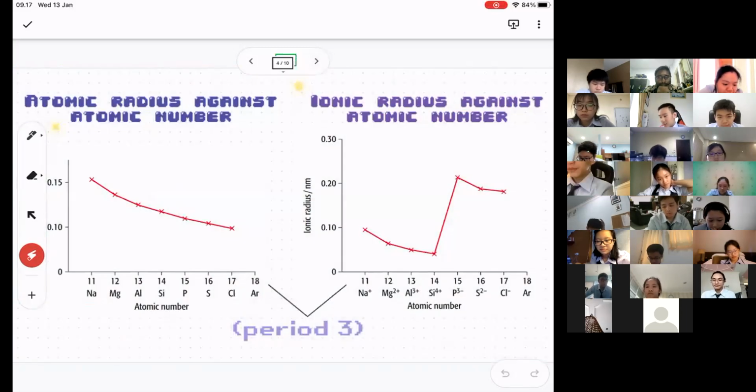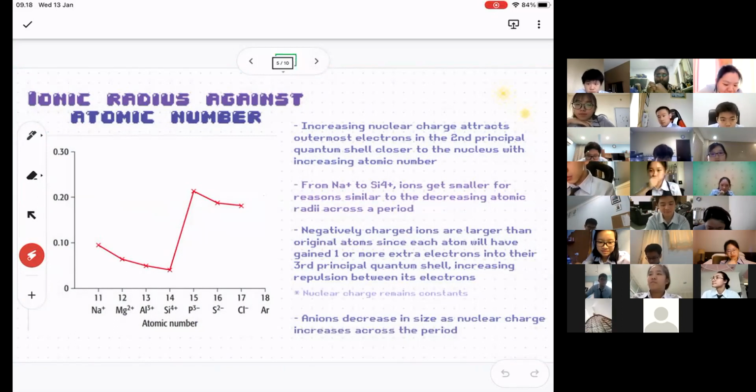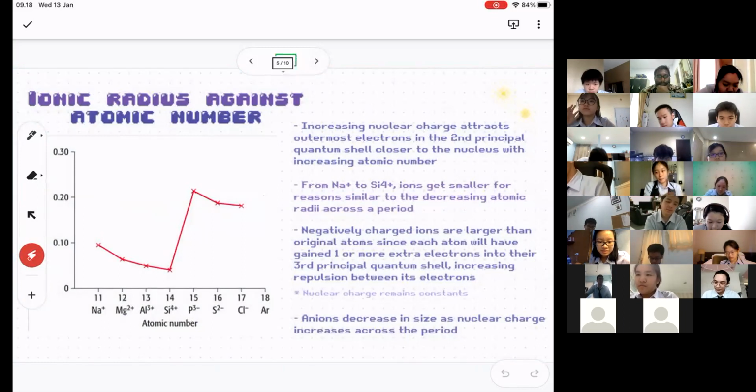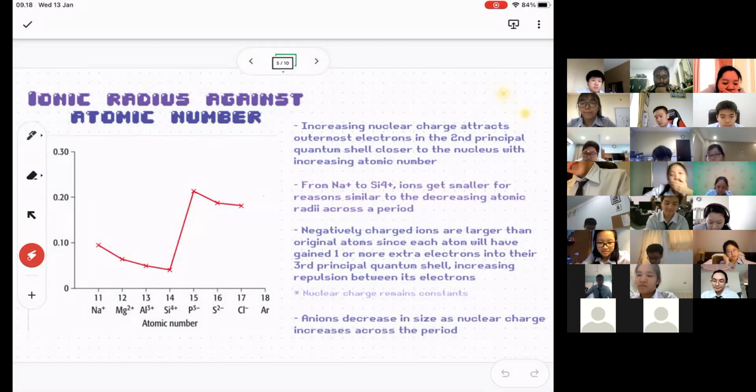Here we have the graphs for the atomic radius against atomic number and ionic radius against atomic number of period 3. The increasing nuclear charge attracts the outermost, also known as the valence shell electrons in the second principal quantum shell, closer to the nucleus with increasing atomic number. Going across the period from Na+ to Si4+, the ions get smaller for reasons similar to those for the decreasing atomic radii across a period. Negatively charged ions are larger than original atoms, since each atom will have gained one or more extra electrons into their third principal quantum shell. Increasing repulsion between its electrons, however, the nuclear charge remains constant. The size of anions is inversely proportional to nuclear charge, which means anions decrease in size as nuclear charge increases across the period.